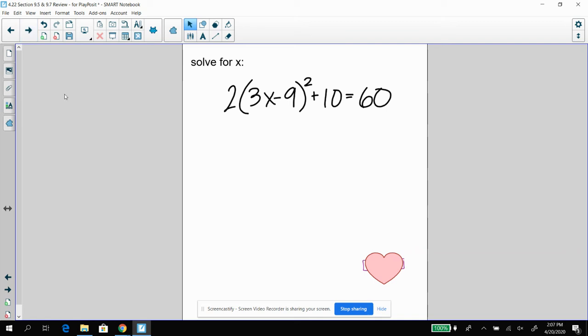Okay, on to one you can do. Now, this one's a little different. We've got a little squared right here. So we are trying to solve for x. There's a lot that's cramping x's style. So go for it.